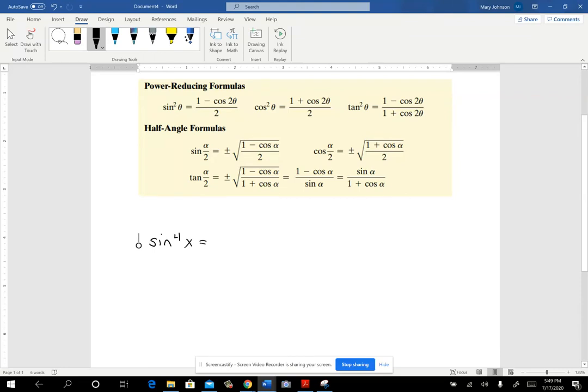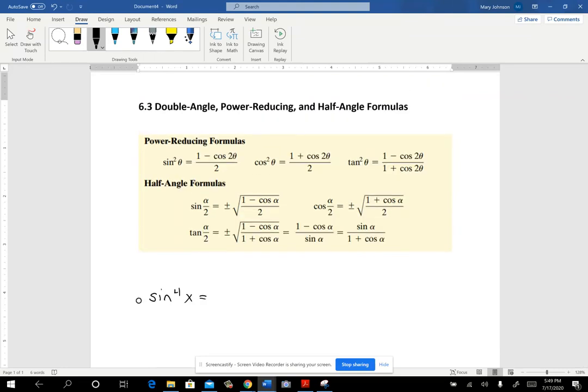All right, in this video, I'm going to continue with section 6.3, but I'm going to be focusing on the power reducing ones at the start, and then we'll do a few half-angle problems as well.